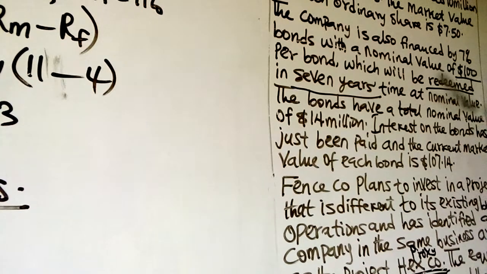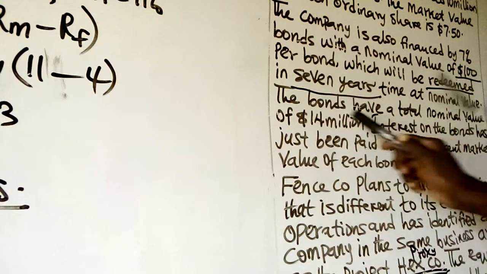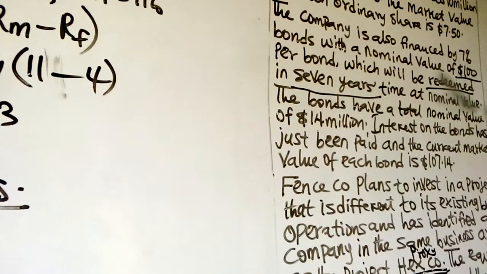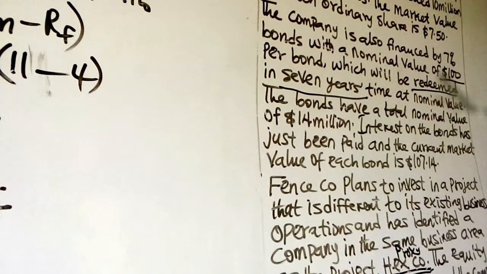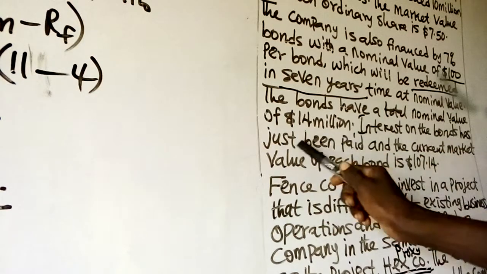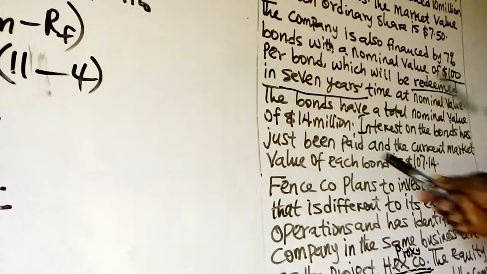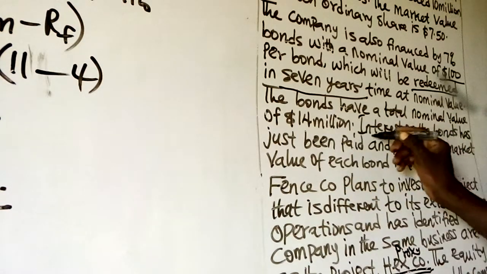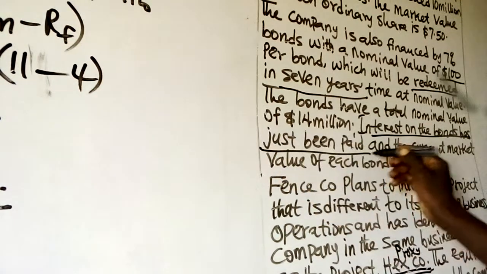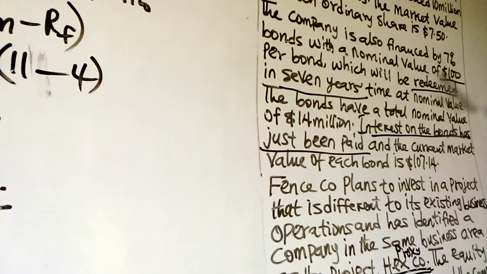At par, the bonds have a total nominal value of 14 million. The 14 million is the total nominal value of the bonds. Interest on the bond has just been paid. Since the interest has just been paid, that is to show that the market value is ex interest. And the current market value of each bond is 107.14.